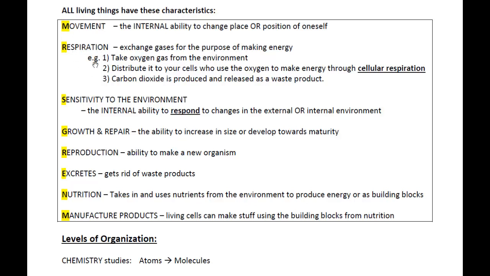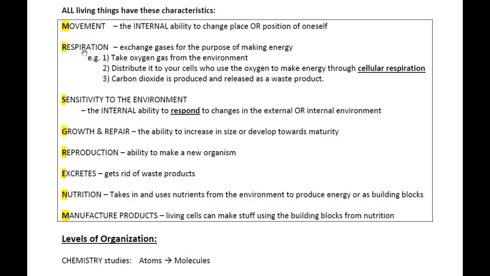Then there's respiration. Now, respiration, sometimes we say breathing, but what we really mean is exchanging gases for the purpose of making energy for the cells. So, for example, you can take oxygen gas from the environment. You use your blood system to distribute it to the cells. Then they take that oxygen and they're going to make energy through a process called cellular respiration. Then you produce carbon dioxide gas and you release that as a waste product. So it's oxygen in, carbon dioxide out.